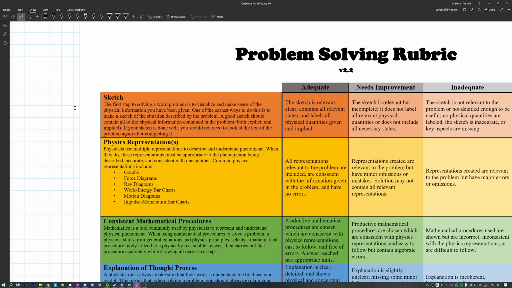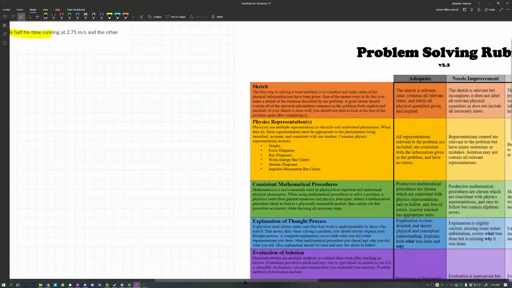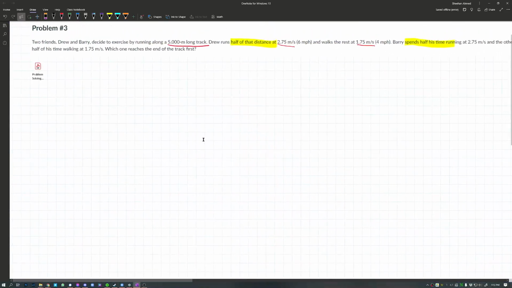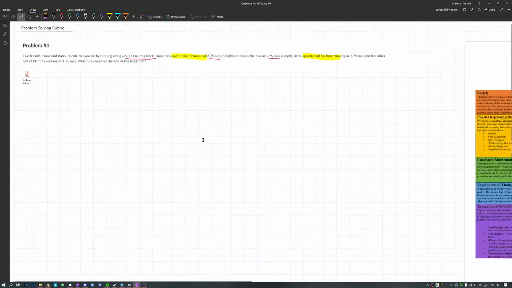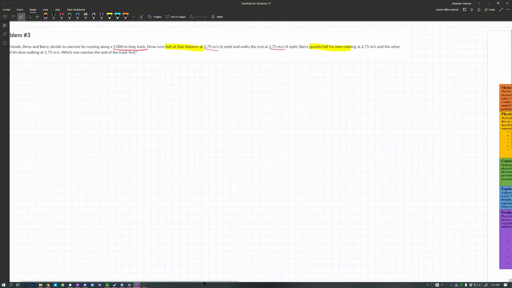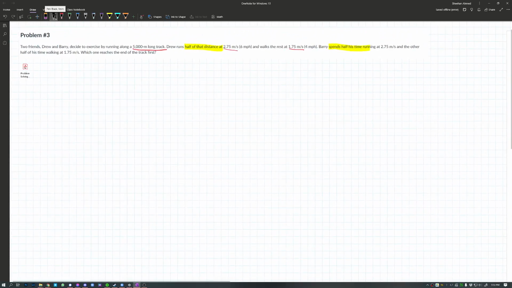How do you know when your sketch is done? Well, if you never need to look back at the word problem again, the sketch should have all the information you need. So let's go back and do a sketch. Zoomed in too much. There you go. Okay, let's do a sketch.